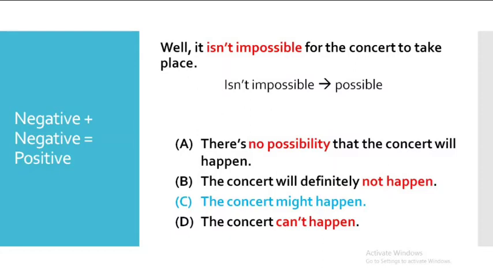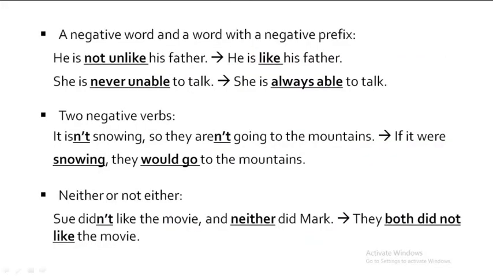In A, there is a negative word, no. So, it is not the right answer. B also has a negative word, not. D is the same because can't is also a negative word. Then the answer is C. It doesn't have a negative word. Here is another example of double negative words.